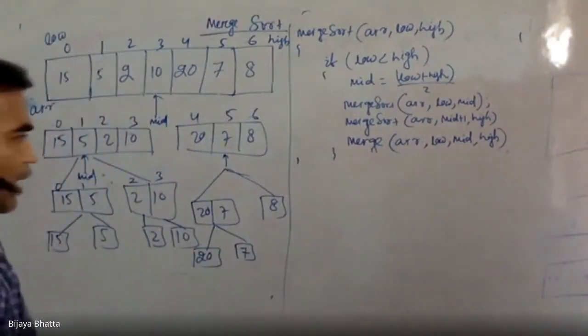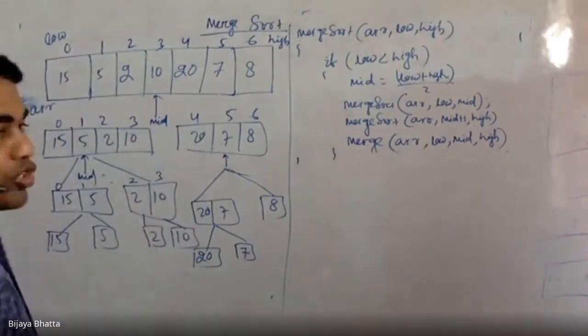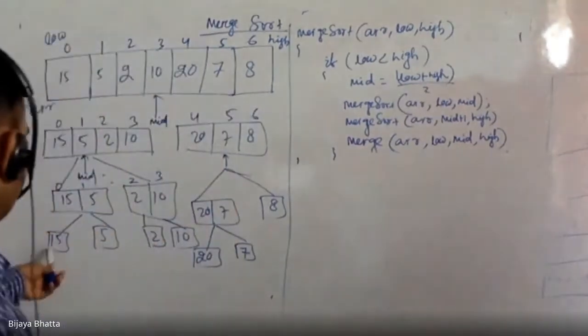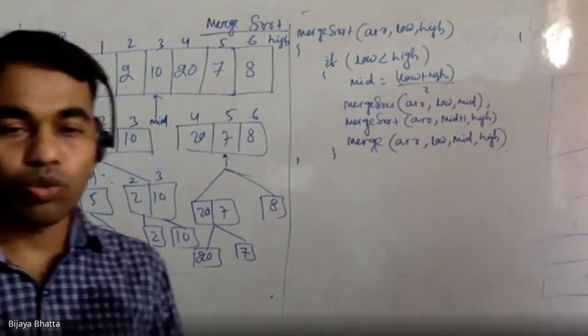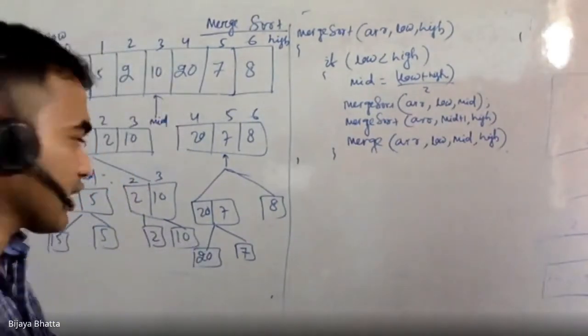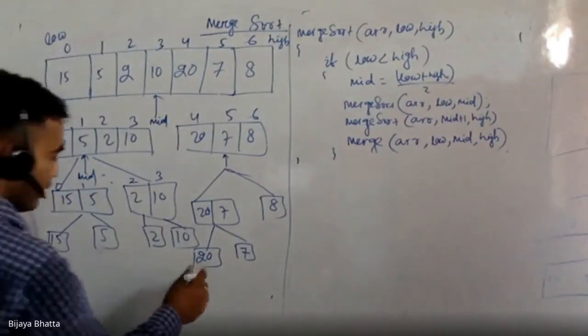Okay, so now this is my merge sort. So how does it work? I have not told you yet, right? So how will we do the merge? Once you divide it, you will keep on merging it, right? So how will you do the merging? Let me quickly do it.